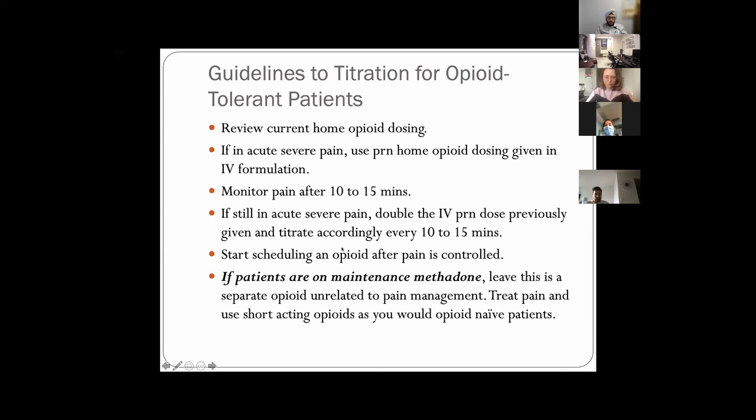And then you check up on them again in 15 minutes or so. And then you again use your titration schedule: mild to moderate, increase by 25 to 50%, or moderate to severe, increase by 50 to 100%. Next slide.